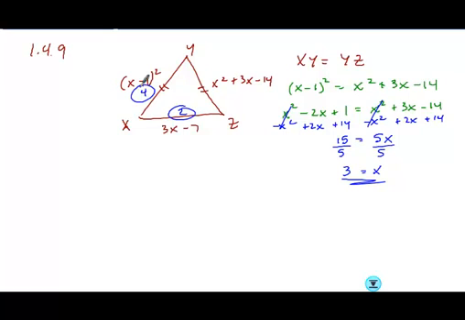And if we've done this correctly, we should get 4 for this length as well. So 3 squared is 9, plus 3 times 3 is 9, minus 14. So 18 minus 14 does give us 4. Confirms that we have our isosceles triangle, and so these would be the three lengths.